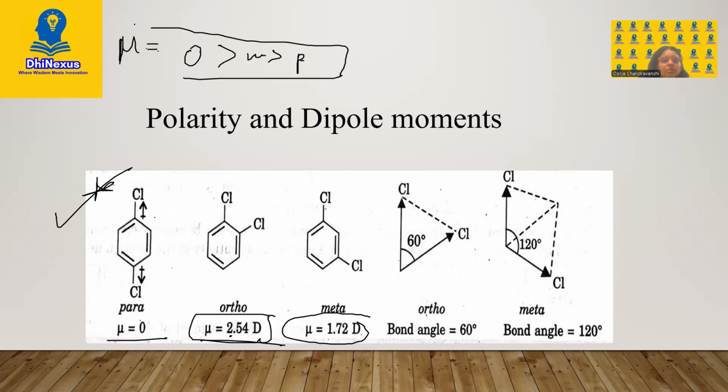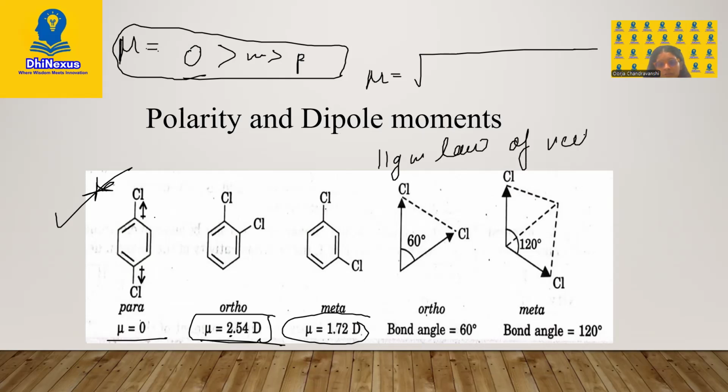What is the reason for this? See, as I already mentioned before, the dipole moment is nothing but a vector combination. So it follows the parallelogram law of vector addition. So what is the formula of the parallelogram law of vector addition? It is mu1 square plus mu2 square plus 2 mu1 mu2 into cos theta.